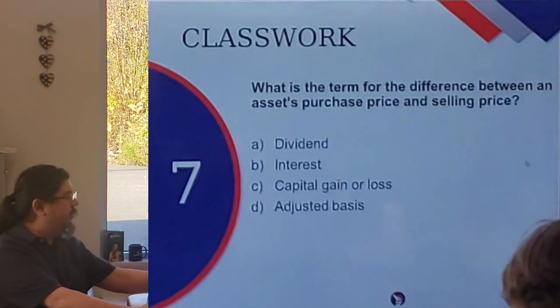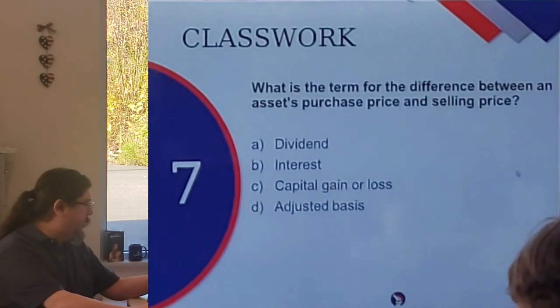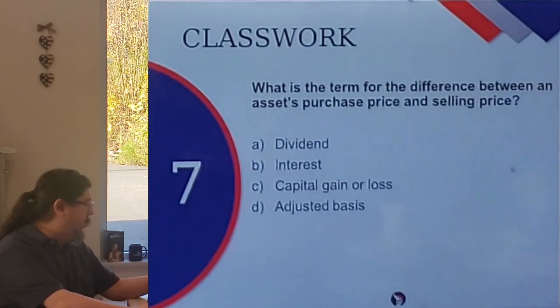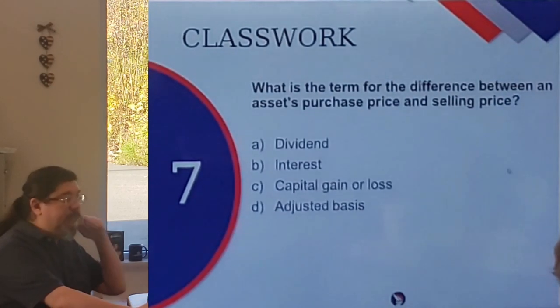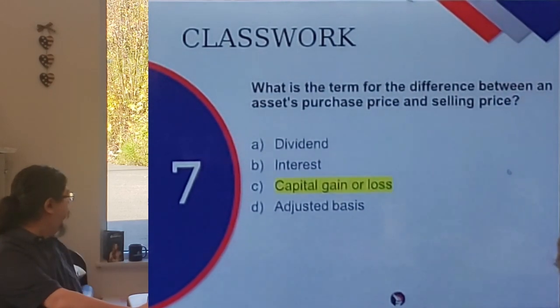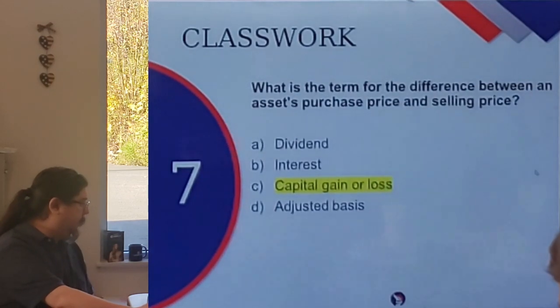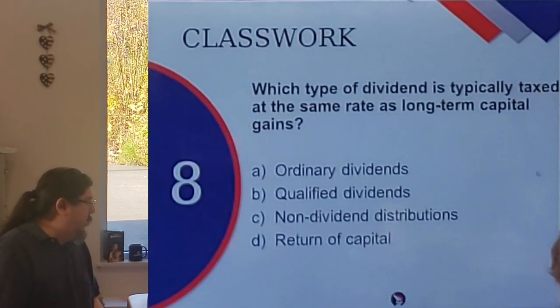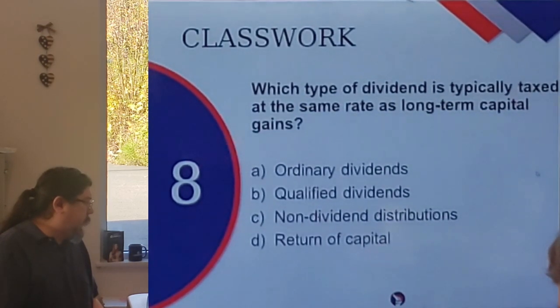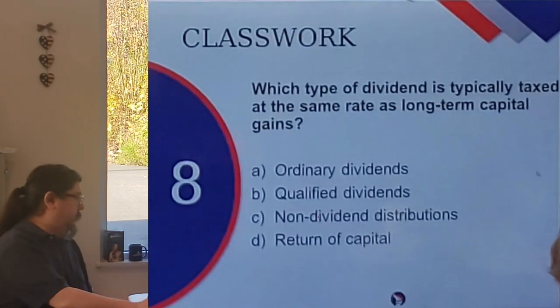Question number 7 is, what is the term for the difference between an asset's purchase price and selling price? C. The difference. C. Yep, that's the capital gain or loss. Okay, number 8. Which type of dividend is typically taxed at the same rate as long-term capital gains? B, qualified dividends. Yes.